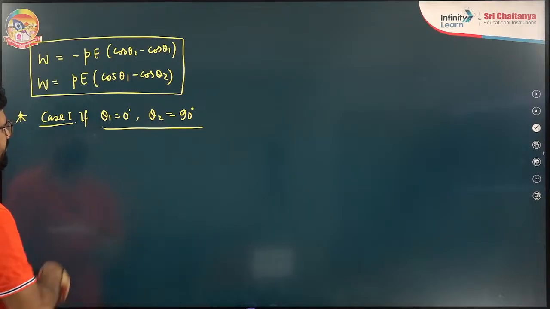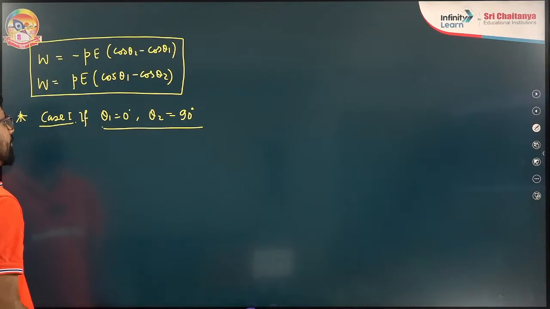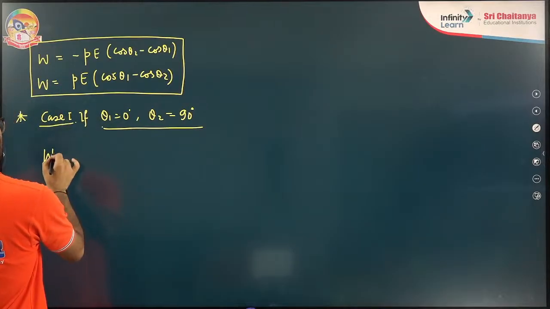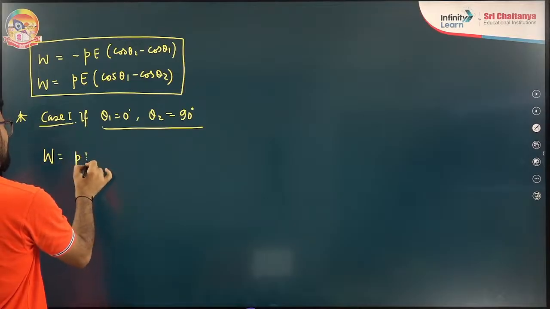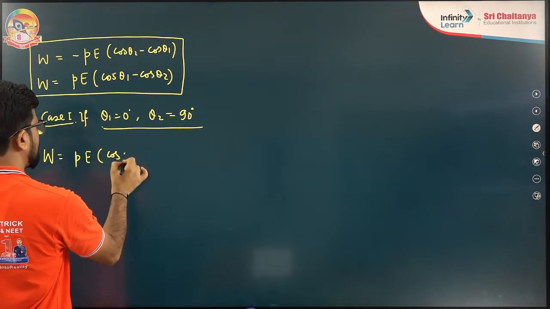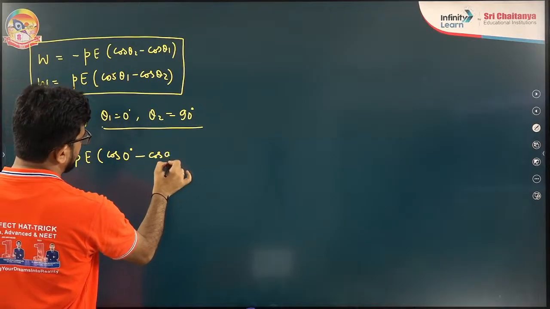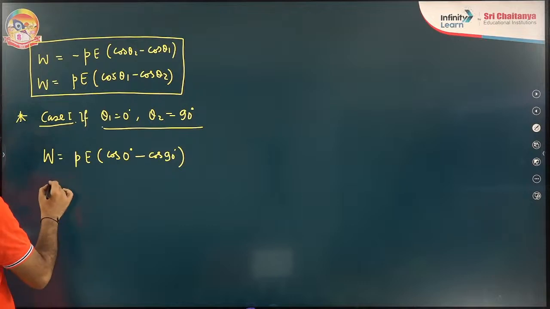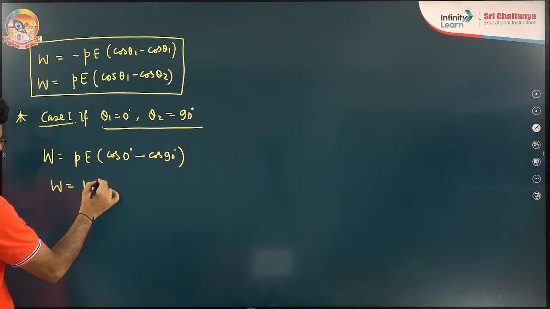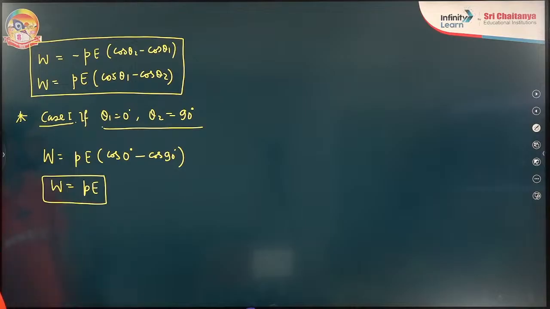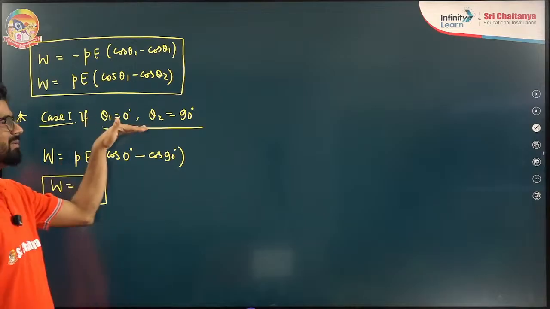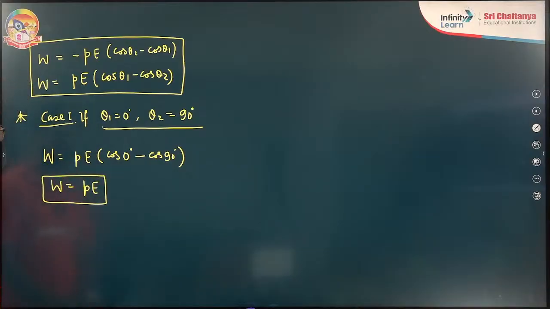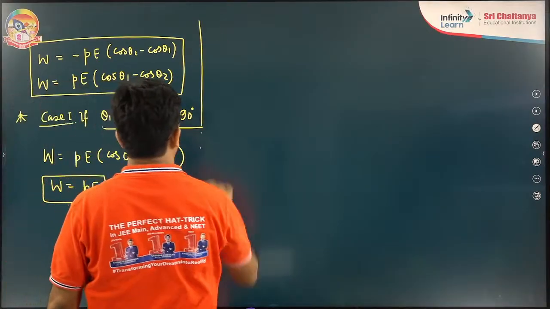In this case the question is again the same: what is the work done? Work done is equal to pE into cos 0 minus cos 90 degree. Cos 0 is 1, cos 90 is 0. That means the work done is equal to pE. That's the answer. That means from stable equilibrium to 90 degree angle, if you want to rotate, the work done is equal to pE.